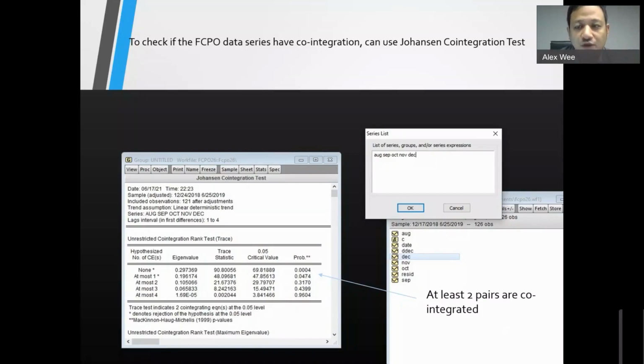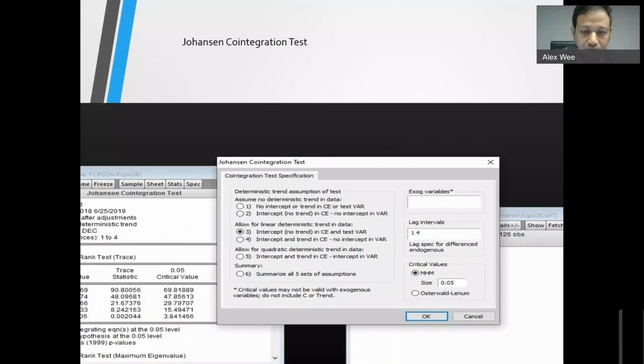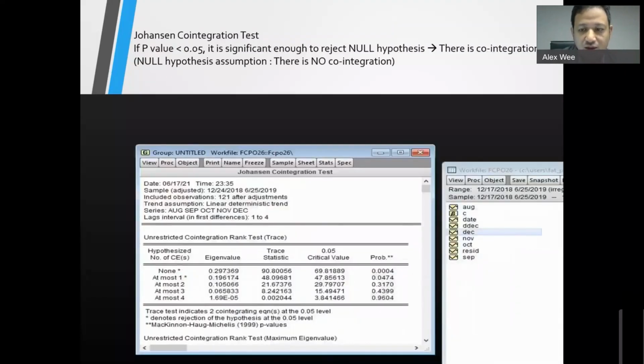All right, so you can choose Johansen's co-integration test. When you choose the test specification, you can go for the third one, intercept no trend in CE and test VAR. For lags, you can just choose 4 interval lags, and leave the rest as default. I did not change anything. There's no need to change anything, unless you know exactly what you're doing. If not, just leave it at default, and you'll be able to come up with this test result.